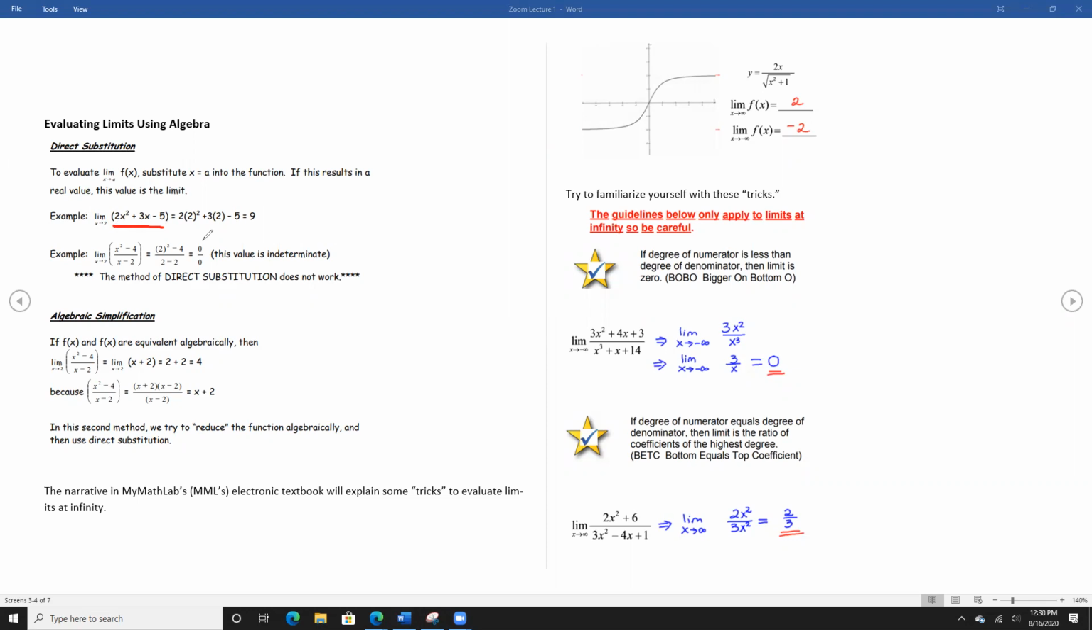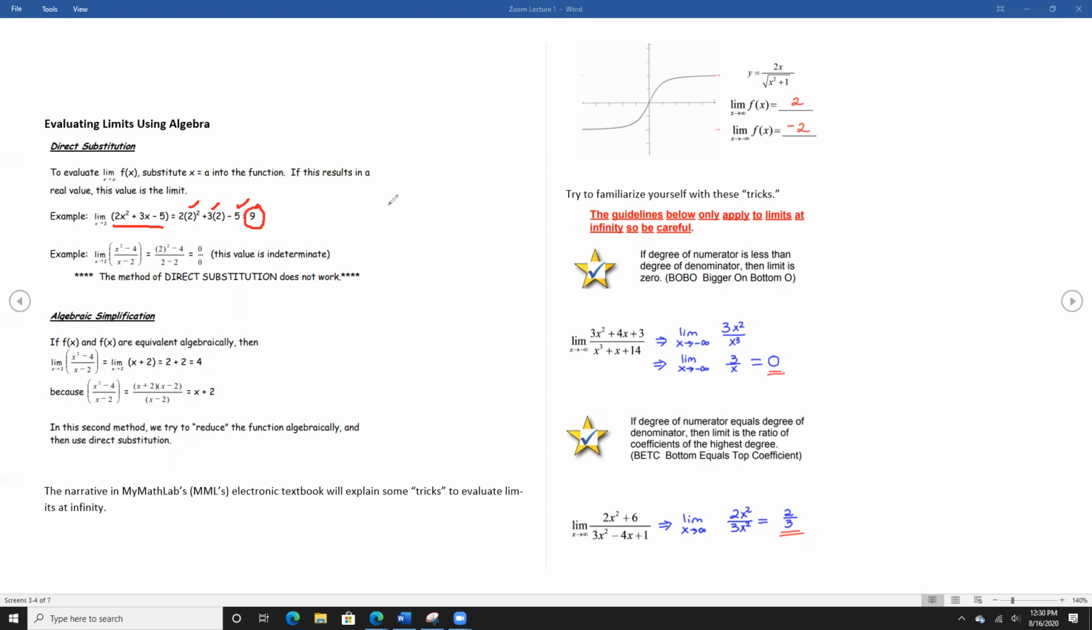In other words, I'm going to let x take on the value 2. So 2 times 2 squared plus 3 times 2 minus 5 would give me 9. So the limit as x approaches 2 is 9.